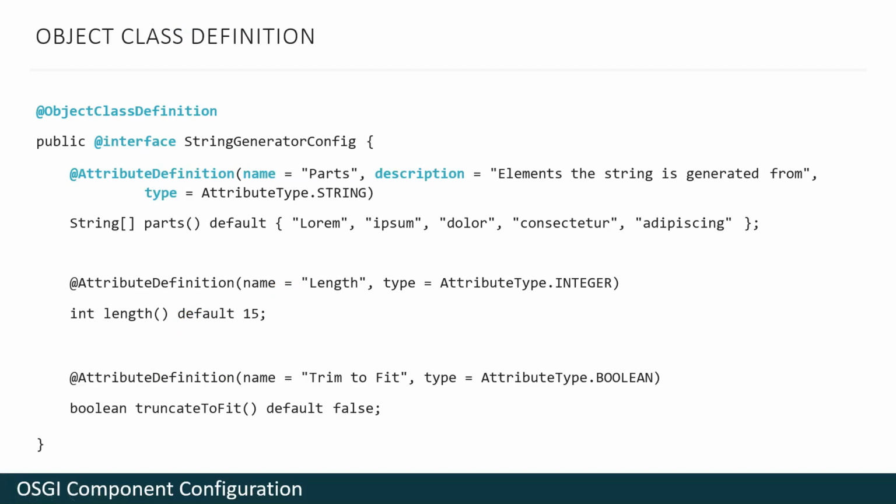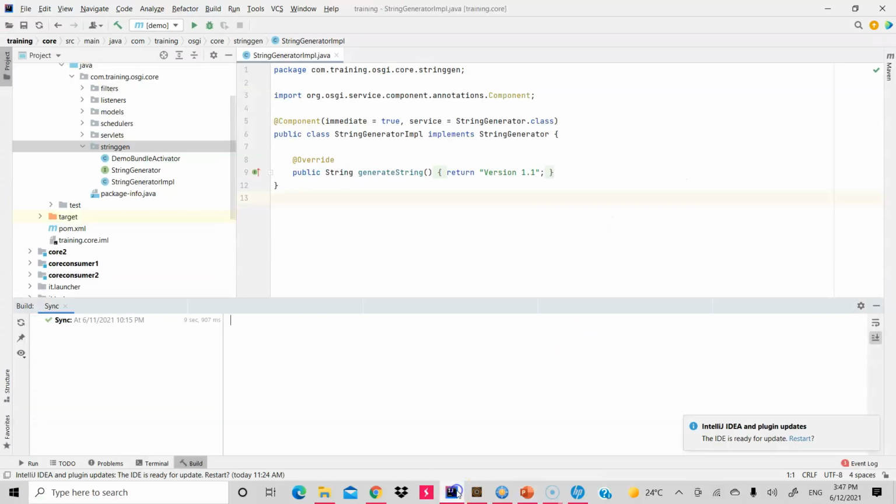Now let's go to the code and see how the configuration metatype is configured using annotation. Here is where we stopped in the previous part. We have the component. We defined a component called the string generator. Let's make it configurable and have it actually generate a string rather than return a hard-coded value. We will start with the object class definition, and it's declared as an annotation type. So let's declare it.